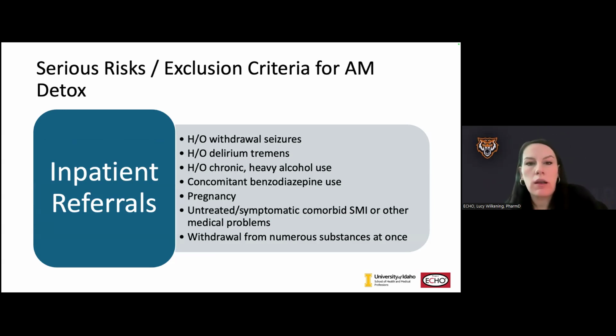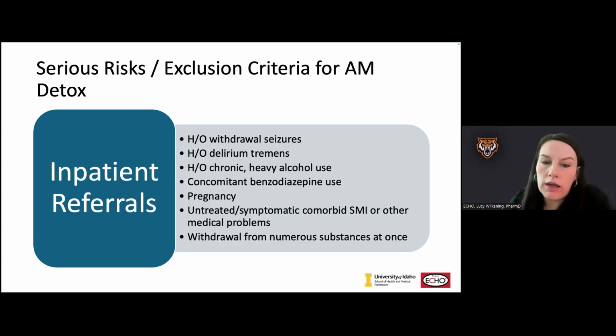Who is not a good candidate for ambulatory detox? Any patient who presents and tells you that they have a history of withdrawal seizures, that is an automatic ticket to the emergency department. Same thing with delirium tremens because of the morbidity and mortality associated with this presentation. If I was forced to choose one risk factor on this list that I could present to y'all today, it would be the history of delirium tremens. Any patient who has a history of DTs, it's an automatic inpatient referral.